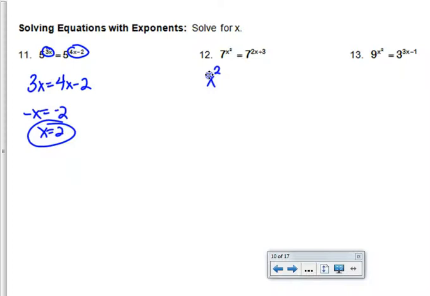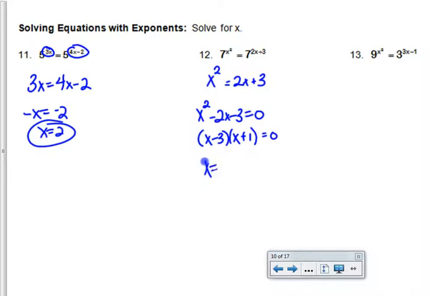Same idea here, x squared must equal 2x plus 3. This time I have a quadratic, so I'm going to use one of my many quadratic methods. I choose factoring. So x minus 3 times x plus 1 would be my factors for that quadratic. So my solutions are x equals 3 and x equals negative 1. Now we'll talk later about extraneous solutions. This is not a place where you need to worry about extraneous solutions just yet.